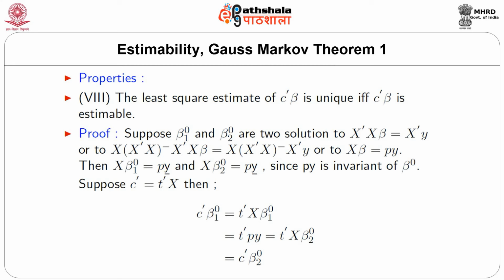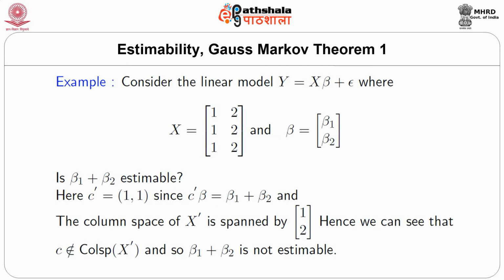Since Py is invariant of beta naught, now suppose C transpose equals T transpose X. Then C transpose beta 1 0 equals T transpose X beta 1 0, which is T transpose Py, equal to T transpose X beta 2 0, equal to C transpose beta 2 0 as required. Now let us take a look at a number of examples.